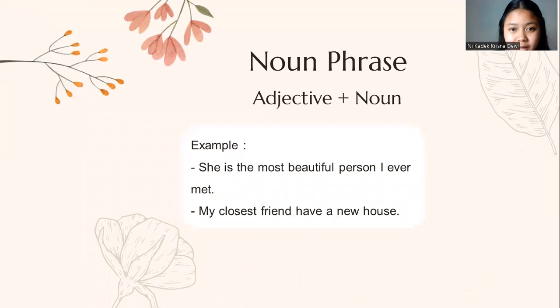Noun phrase. The second type of noun phrase is adjective plus noun. For example, number 1, she is the most beautiful person I ever met. Number 2, my closest friends have a new house.